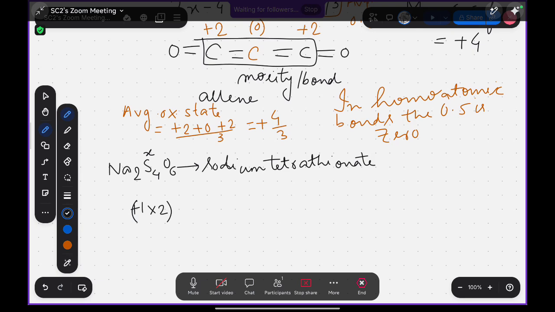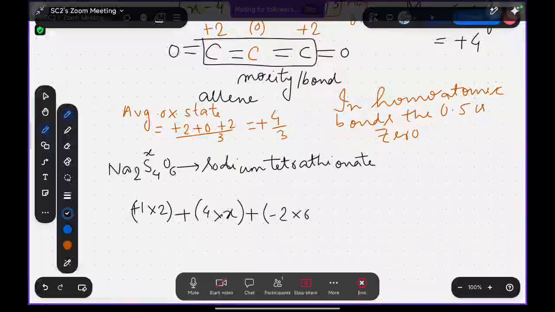You have learned in your junior classes that the transition metals, the D block elements, have variable oxidation states, but the alkali metals, the representative elements, can have only one type of oxidation state. It is +1 into 2. Plus sulfur, let's consider that to be X, 4 into X, because we are having 4 sulfur atoms, plus oxygen. Let us take it to be oxide first. If not, we will go for something else.